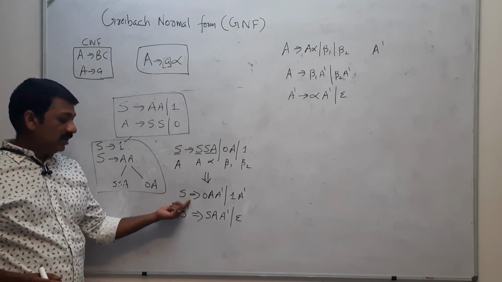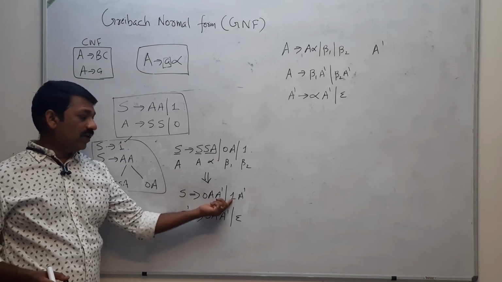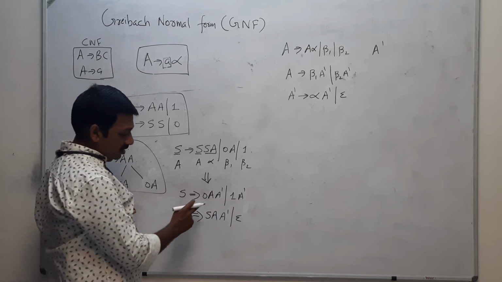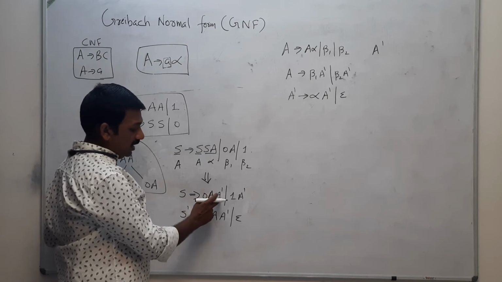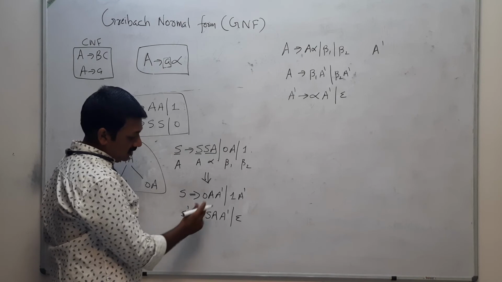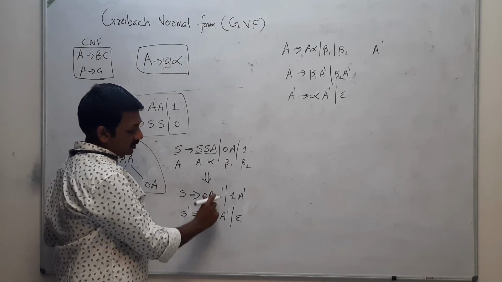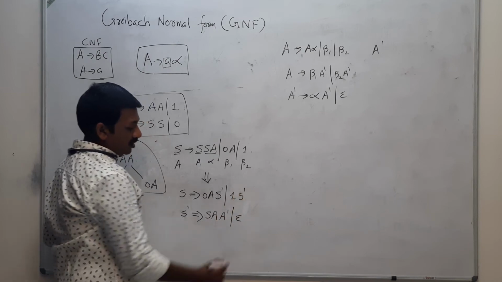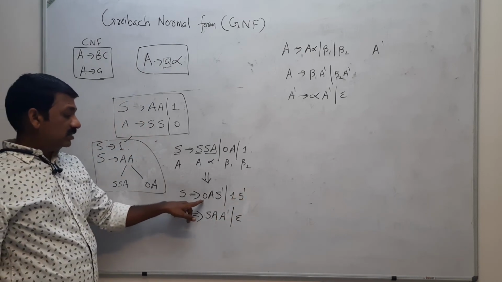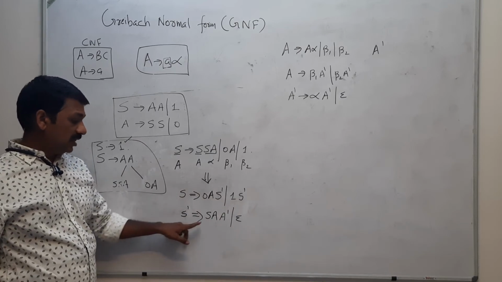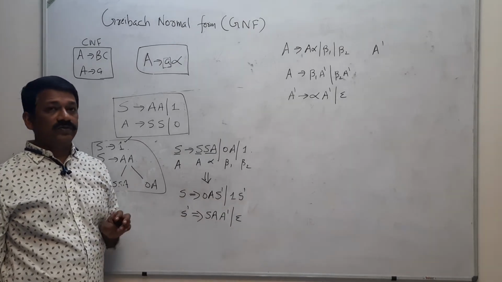You have S derives 0 A dash or 1 A dash and S dash. This is actually either you have to replace this A dash with S dash, so I am going to have S dash here. S derives 0 A S dash or 1 S dash, and S dash derives S A dash or epsilon.